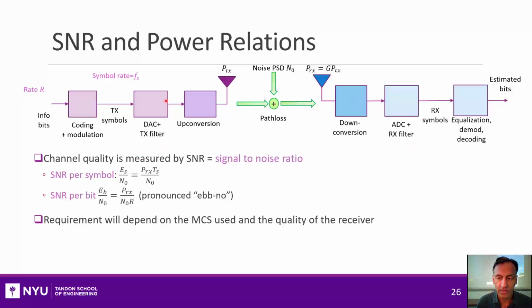If we have our system that we've been dealing with up to now, remember we can talk about the SNR per symbol, which we mentioned before, which is the received power times the symbol duration divided by N0. But it's also sometimes better to normalize that by the data rate, and we can think of that as the SNR per bit. The SNR per bit will be the received power over N0 divided by the rate. This is called Eb/N0, or that's how it's at least pronounced. The requirement will depend on the MCS and the quality of the receiver.